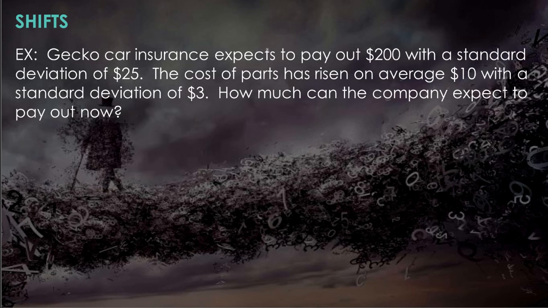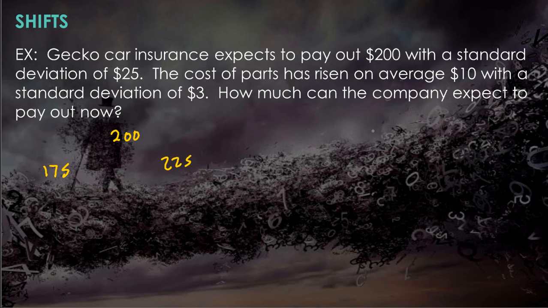So the Getco Insurance Company expects to pay out $200 with a standard deviation of $25. But the cost of parts has risen on average, that should be an average of $10 with a standard deviation of $3. So now we have some variableness going on here. So if I were just to take a look at before, if I'm within one standard deviation of my mean, my $200, I would have 175 to the left, one standard deviation, and 225 to the right, one standard deviation.